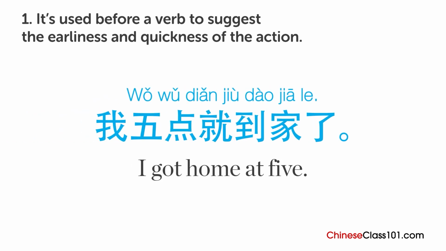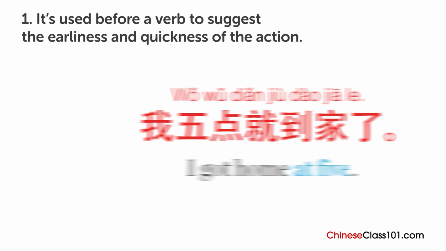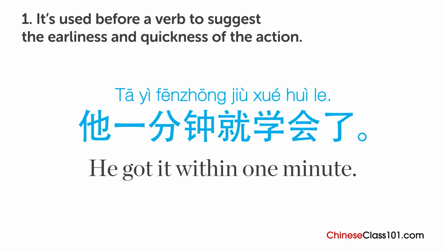我5点就到家了. I got home at 5. Here it's implied that at 5 is considered early. 他1分钟就学会了. He got it within 1 minute.